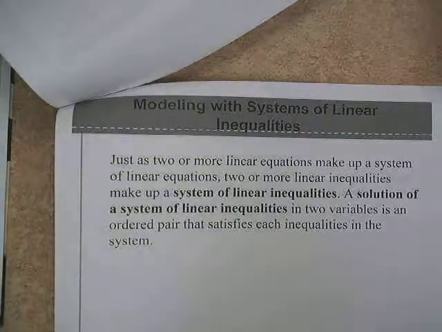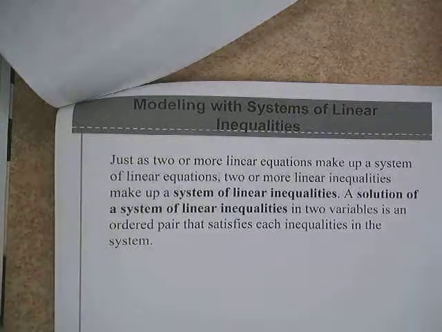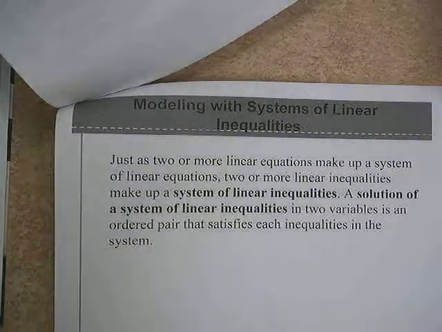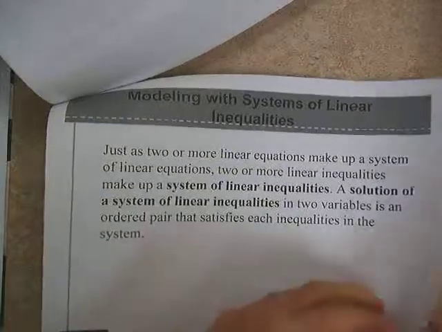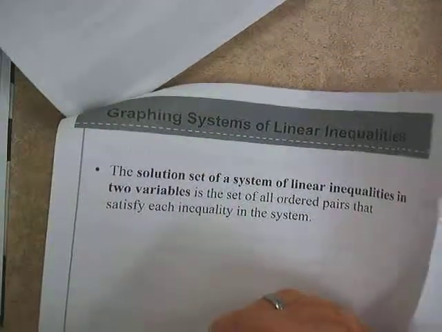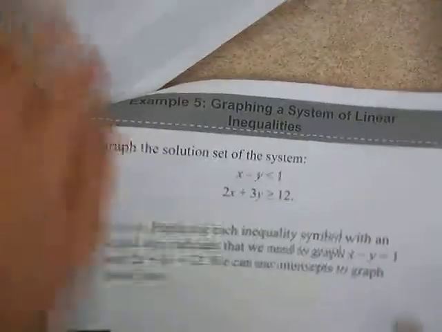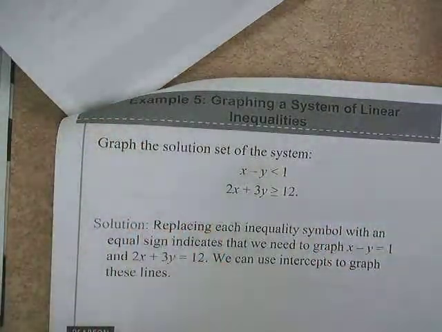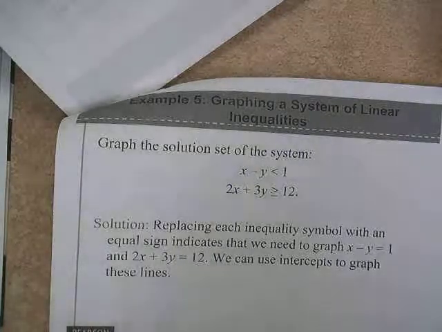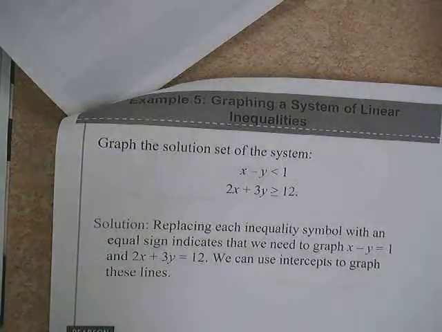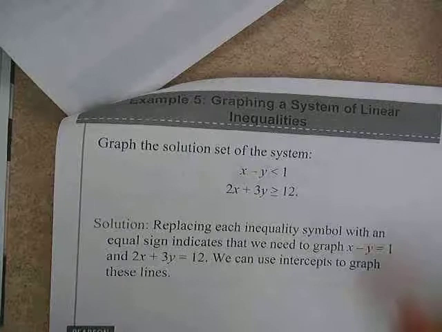Okay. All right. Now, we can also extend this to systems, kind of like what we talked about in the last section. Just like we have two or more linear equations that make up a system of linear equations, we can have a system of linear inequalities. And a solution to that system is going to be the ordered pairs that satisfy both inequalities. So let's take a look at an example. The system that we're going to have here is this.